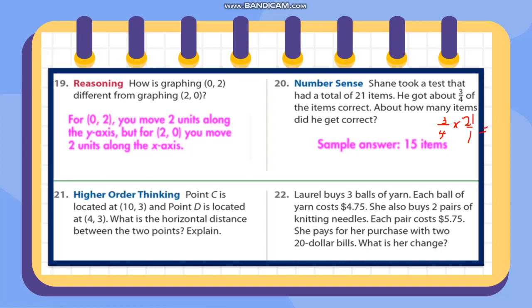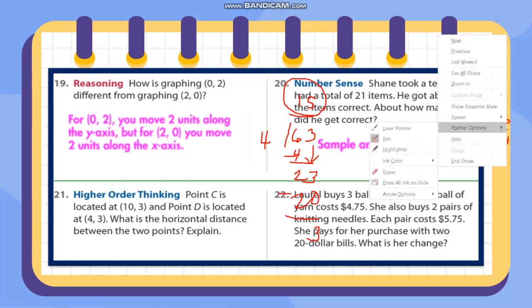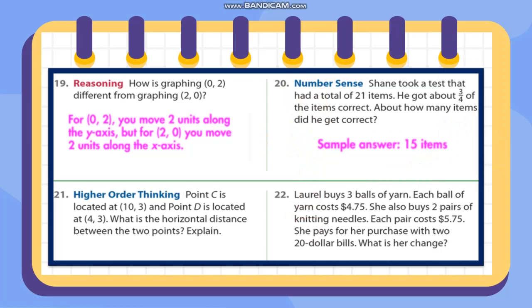So 21 multiplied by 3 becomes 63 over 4. And when we simplify 63 divided by 4, 6 divided by 4 is 1, and 6 minus 4 is 2, and bring down 3. 23 divided by 4 is 5, and this must be 20, and there is a remainder which is 3. So about means estimation. So the answer is about 15 items. Okay? So let's proceed to the next question.